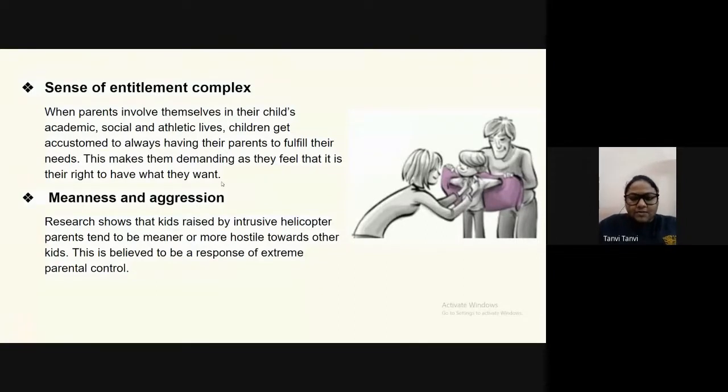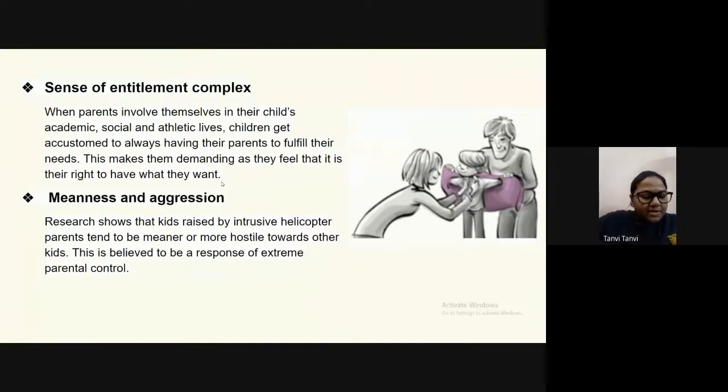Next one is sense of entitlement complex. When parents involve themselves in their child's academic, social, and athletic lives, children get accustomed to always having their parents to fulfill their needs. This makes them demanding, as they feel that it is their right to have what they want.